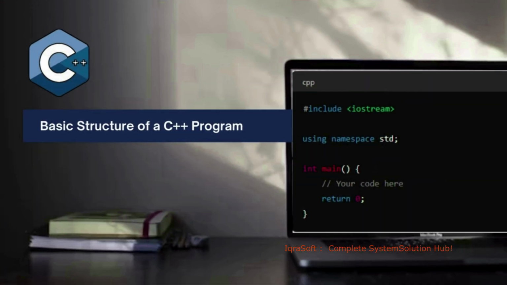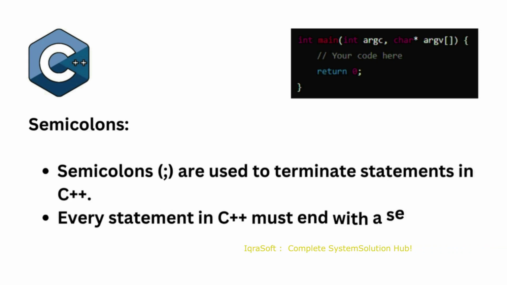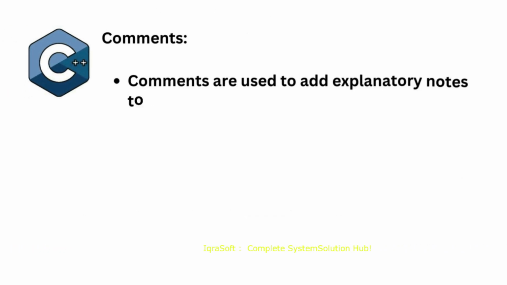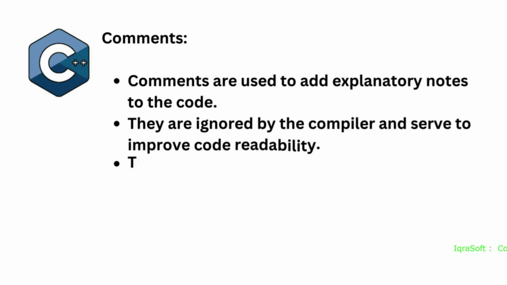Basic structure of a C++ program. Semicolons are used to terminate statements in C++. Every statement in C++ must end with a semicolon. Comments. Comments are used to add explanatory notes to the code. They are ignored by the compiler and serve to improve code readability.